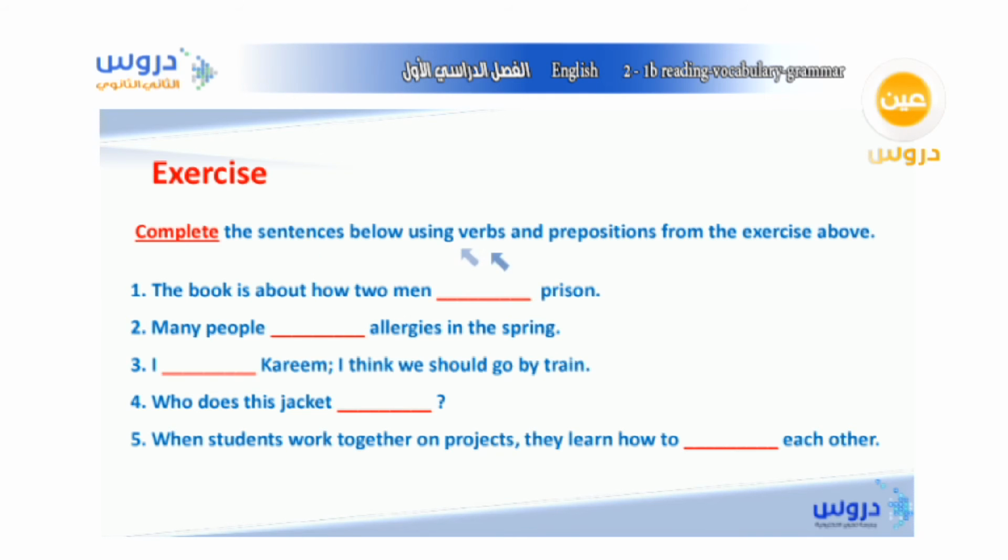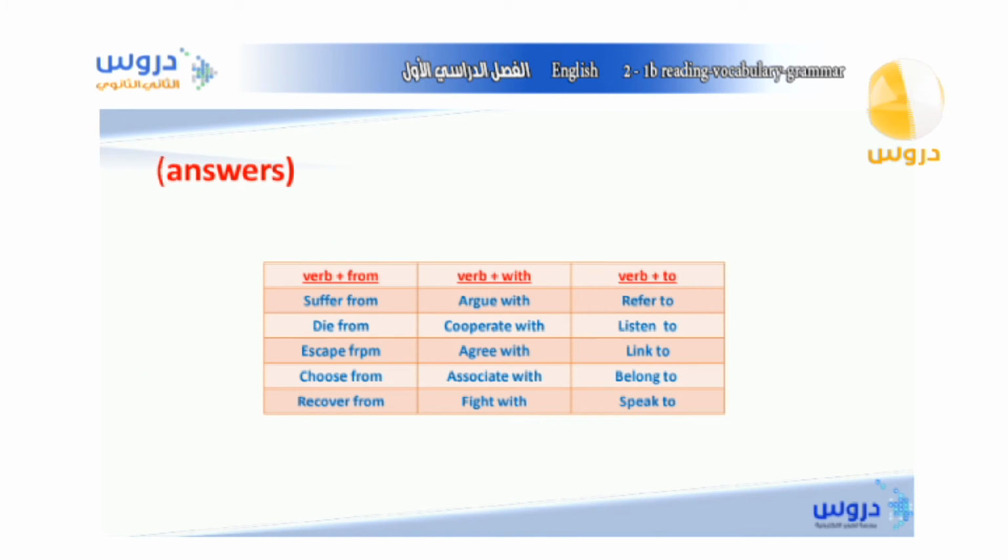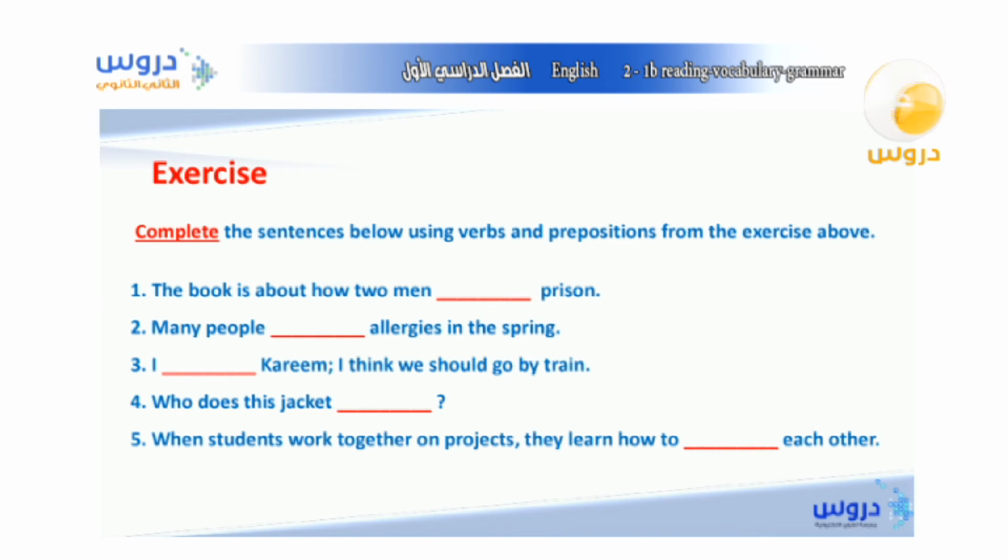Now let's go for another exercise where we have to complete the sentences below using verbs and prepositions from the exercise above. So we need to go back above, try to remember these verbs and the prepositions they take, and then try to fill them here from 1 to 5. So for number 1, the book is about how two men blank prison. So if you read before about a book about two men, they did not stay in prison.